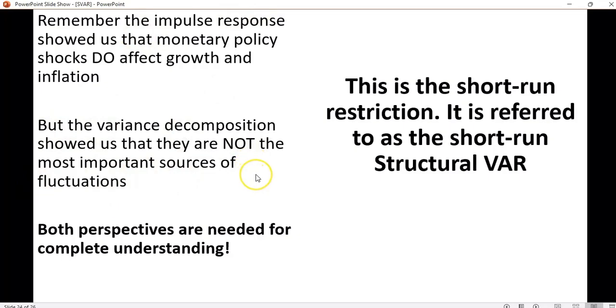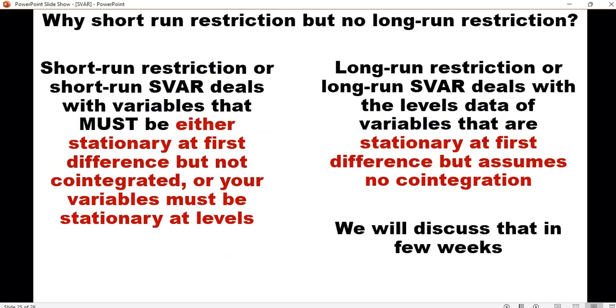Now, what we've done now is the short-run restriction. It is referred to as the short-run structural VAR. But why do we not do the long-run restriction? Like I said earlier, the short-run restriction or short-run structural VAR deals with variables that must be either stationary at first difference but not co-integrated, or your variables must be stationary at levels. The variables I used for this study, the GDP growth rate, the real interest rates, and the inflation rate, were all stationary at levels. That was why I was restricted to the short-run structural VAR.